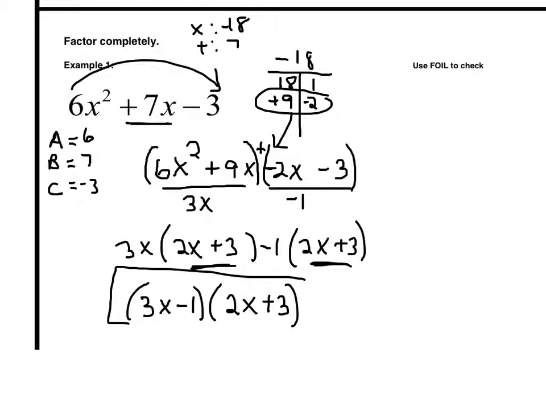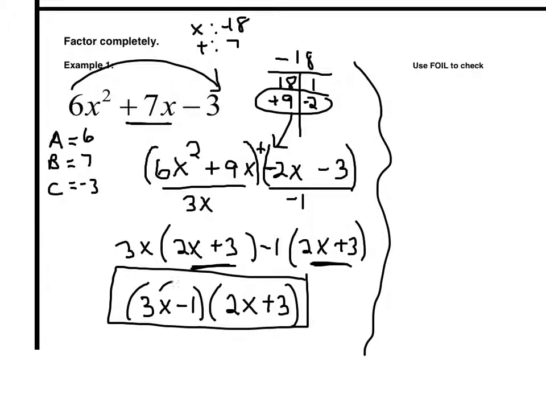So this is factoring. To double check, I could FOIL. So to FOIL, to double check, we'll do that over here. FOIL, which means 3x times 2x gives me 6x squared. And then I would get 3 times 3x, which is 9x. And then I'd get a negative 2x. And then I'd get minus 3. And then I could combine like terms.